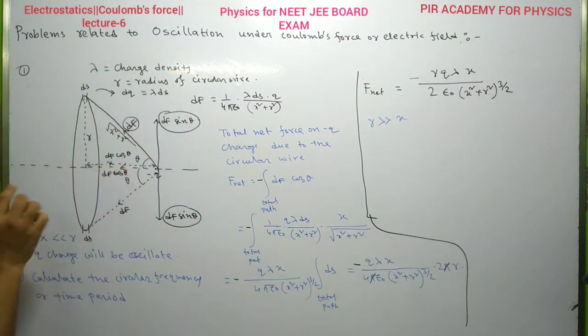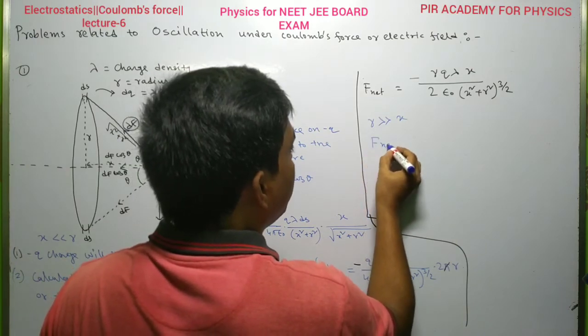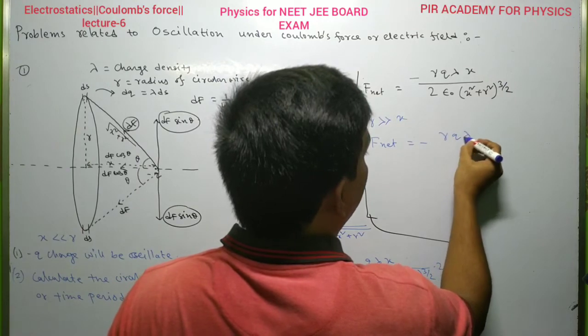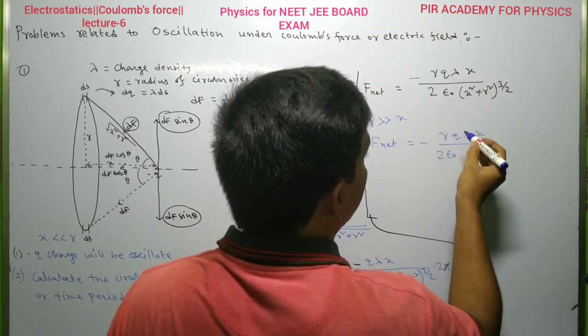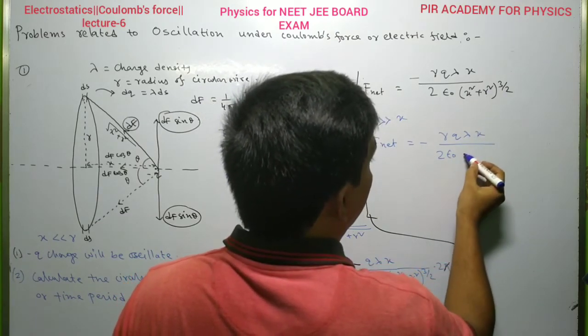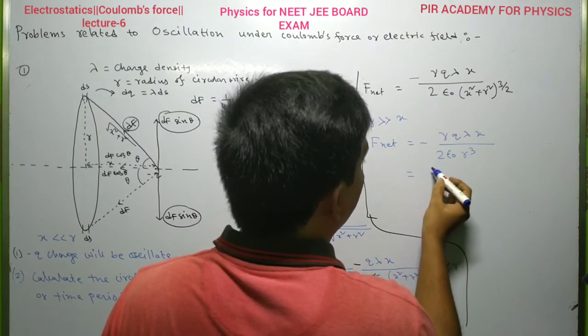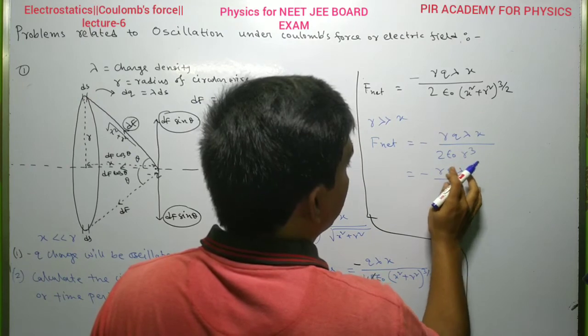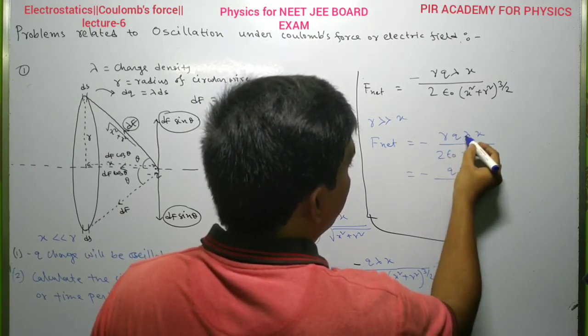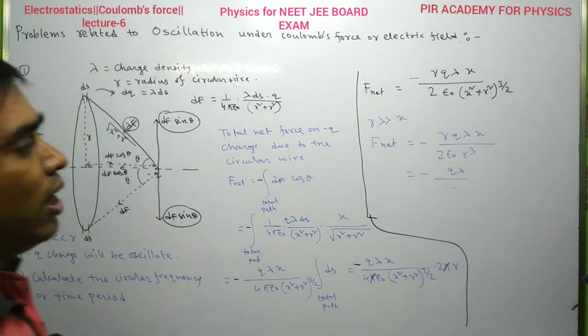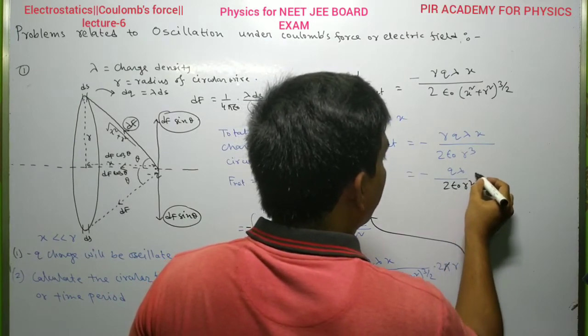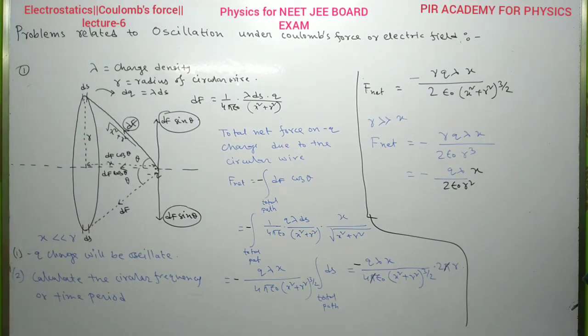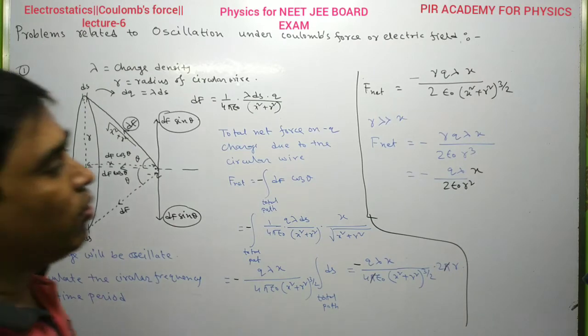Now the condition is, if r is greater than x, that is, if the distance x is very small compared to the radius of the circular wire, then F net will be minus r q lambda x divided by 2 epsilon naught r cube, here x is cut, so it will be minus q lambda x by 2 epsilon naught r square. This is the formula.